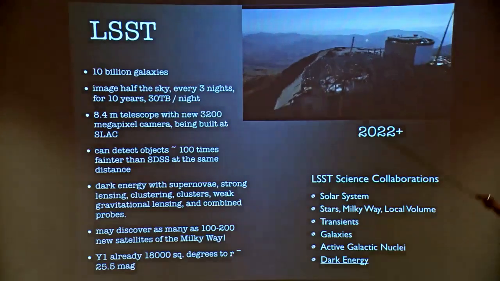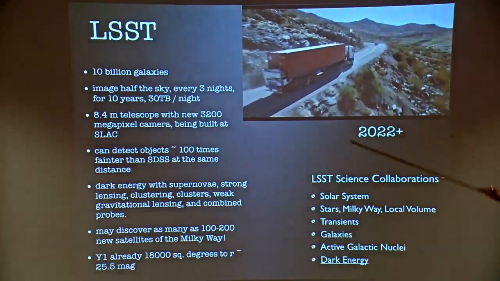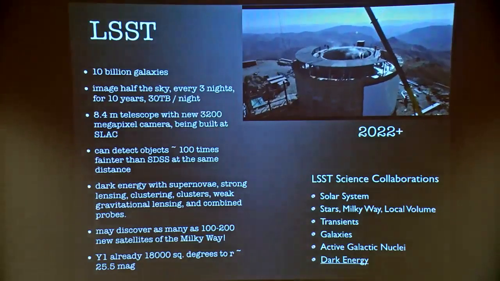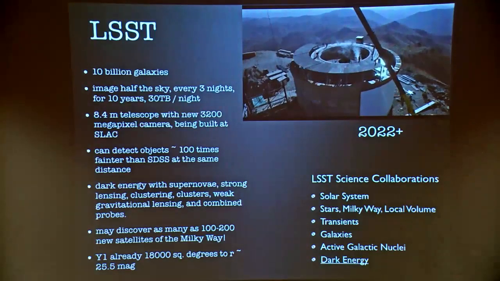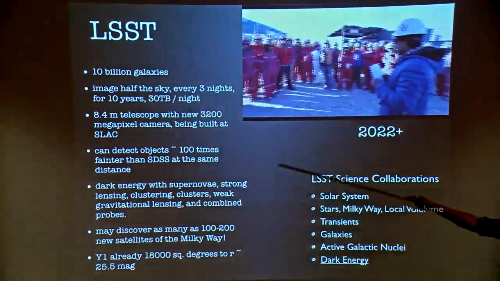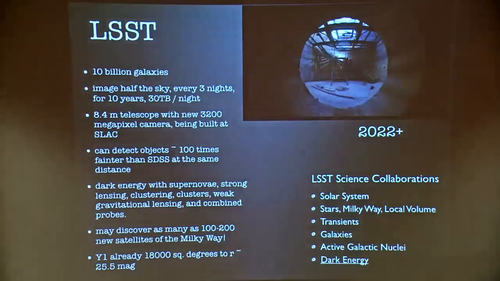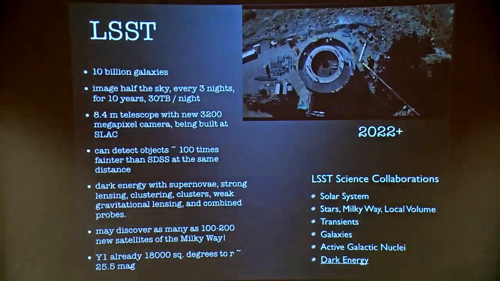Anyways, it's being built there. You can see the camera is being built just down the hall from me at SLAC National Lab. And here's the telescope enclosure. So this is going to be able to detect objects about 100 times fainter than our current surveys at the same distance. So it's amazing.